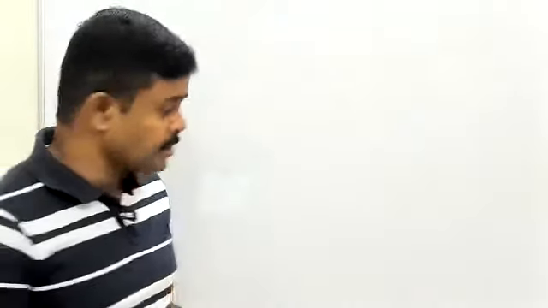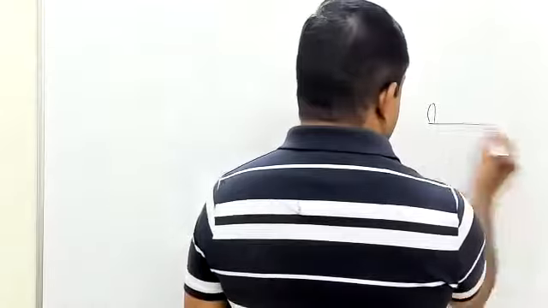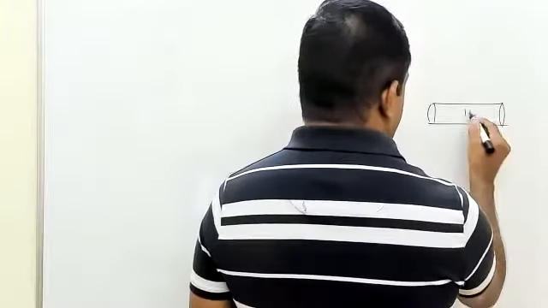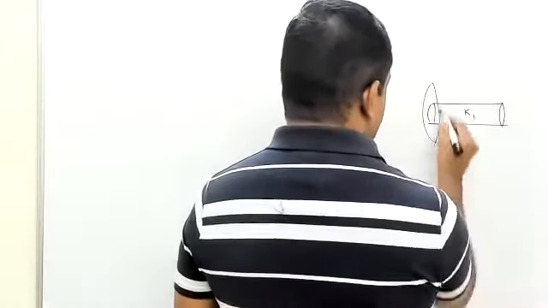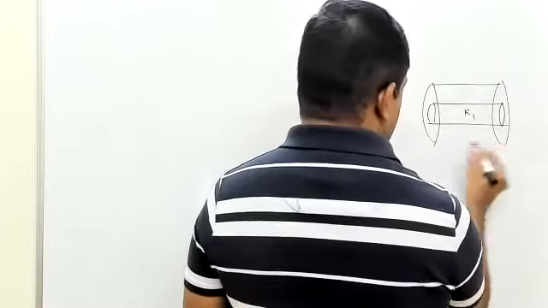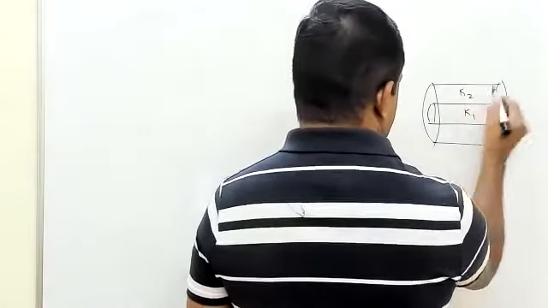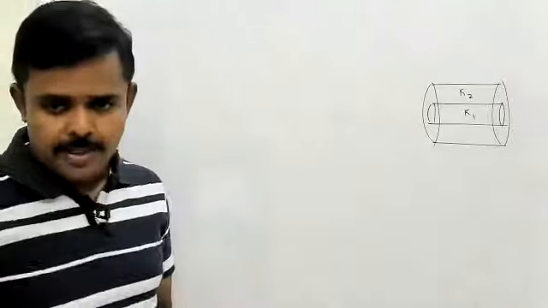cylindrical shell of inner radius R and outer radius 2R made of thermal conductivity K2. So let us draw the figure. This is a cylinder of thermal conductivity K1, and then surrounding this, there is another cylinder of thermal conductivity K2. Draw the figure and tell me. I'll explain.